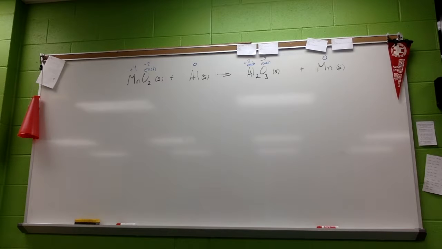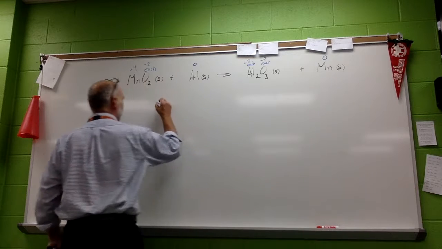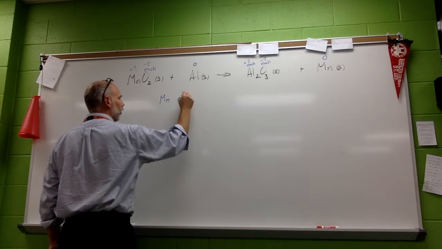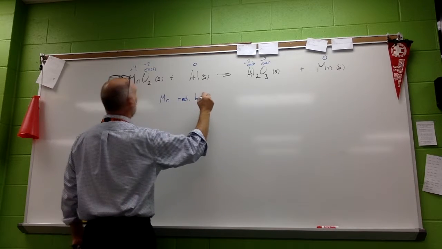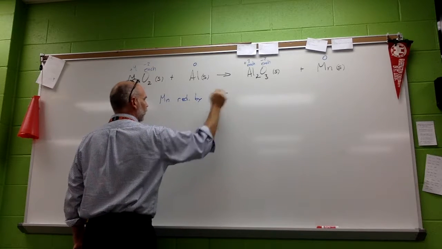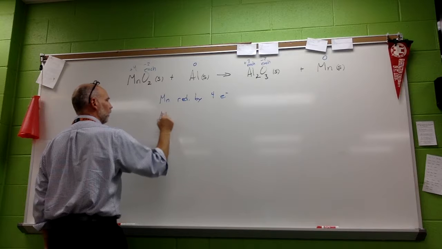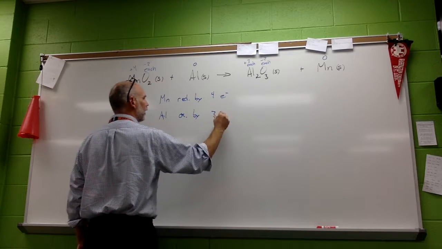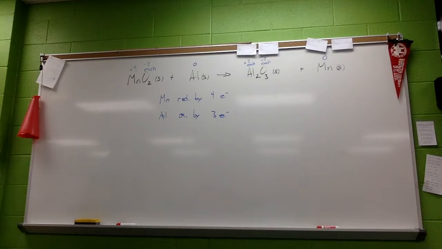Okay, did anything oxidize? Is it a redox reaction? Yes, the manganese went from a 4 to a 0, and the aluminum went from a 0 to a 3. Okay, so we're going to use that. So the manganese, what did it do, actually? Reduced by 4 electrons. The aluminum oxidized by 3 electrons.